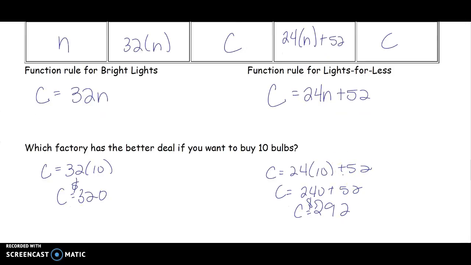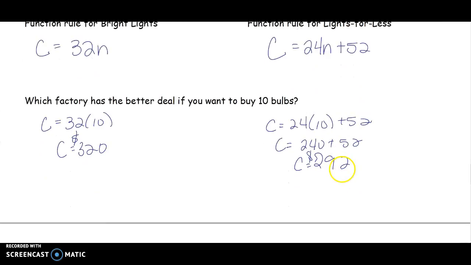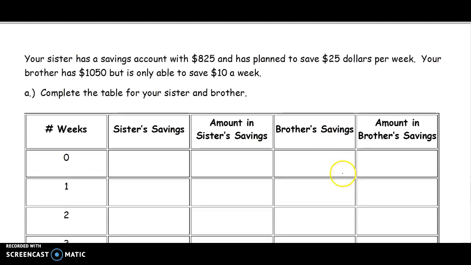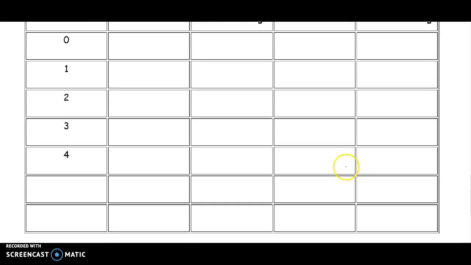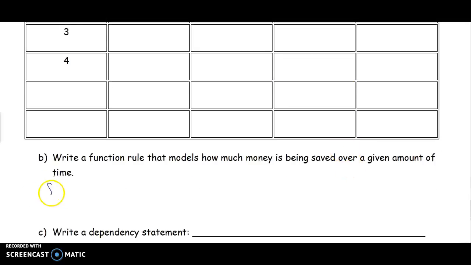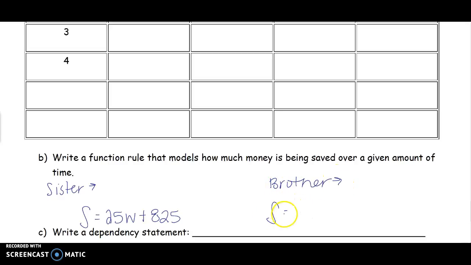There is another problem. I'm running out of time on my screen. But if I could help you, your sister has a savings account of $825 and plans to save $20 a week. The function rule for your sister would be savings is equal to, what does she save? $25 a week plus her initial amount she put in there. And your brother, his function rule would be his savings is $10 a week plus his initial $1,050.